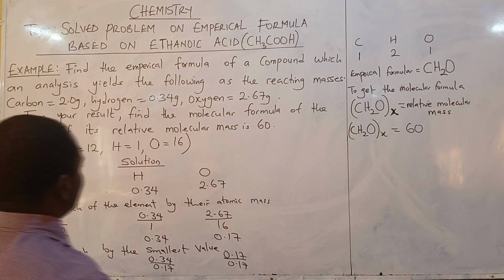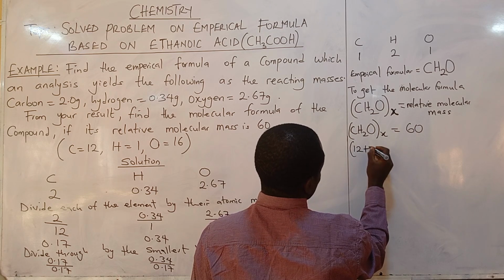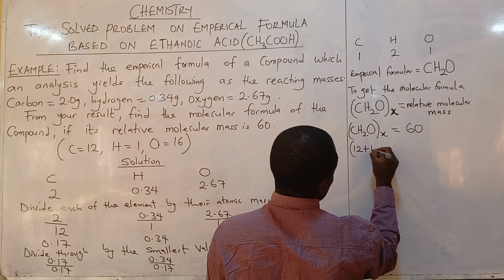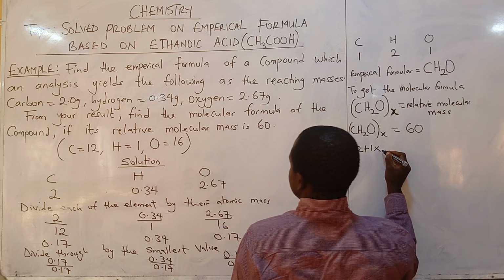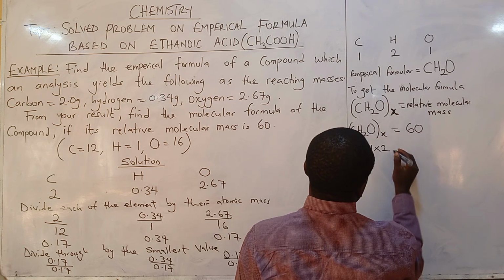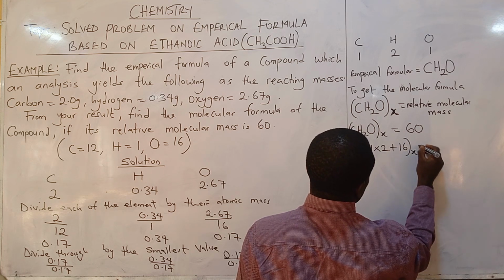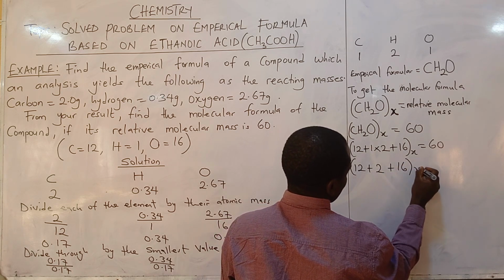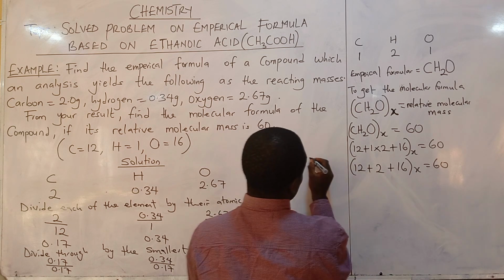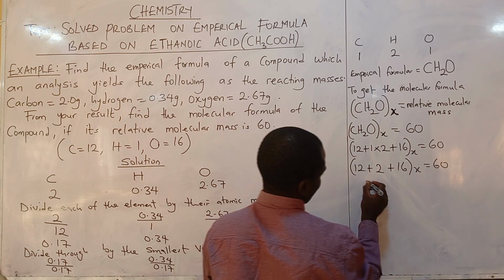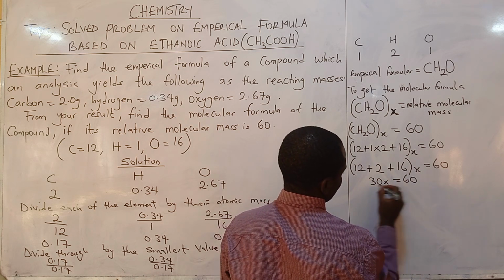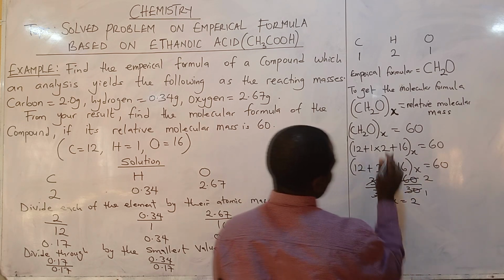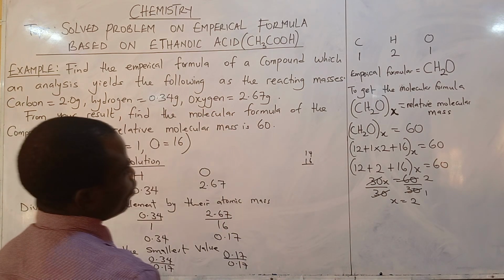Now let's find what carbon is. Carbon is 12 plus hydrogen is 1. The atomic mass is 1 times 2, because hydrogen is 2 in number, plus 16. X equals to 60. Now 12 plus 1 times 2 is 2 plus 16. 12 plus 2, that's 14 plus 16, that's 30. 30X equals 60. Divide through by 30. 30 cancel 30, 30 here 1, 30 here 2. X equals to 2.